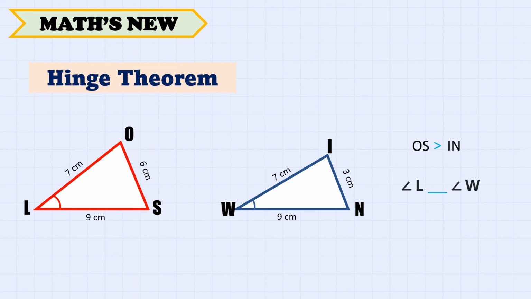But for the third side, in the first triangle, segment OS is equal to 6 cm, and in the other triangle, side IN is equal to 3 cm. Let us find which is greater, angle L or angle W. If your answer is that angle L is greater than angle W, you got it right.